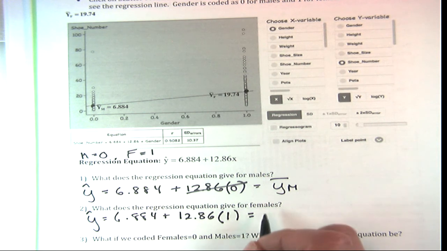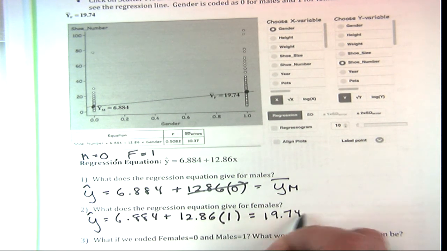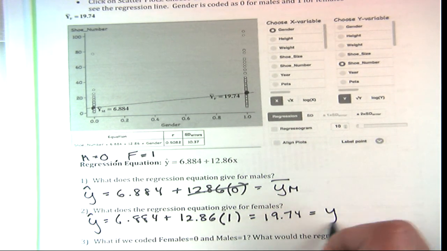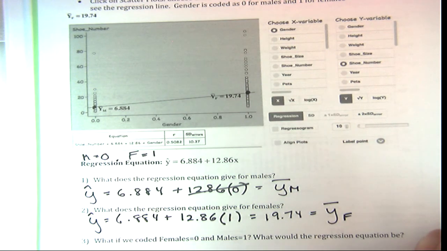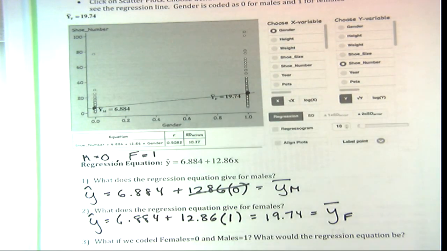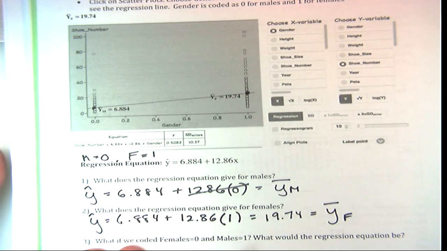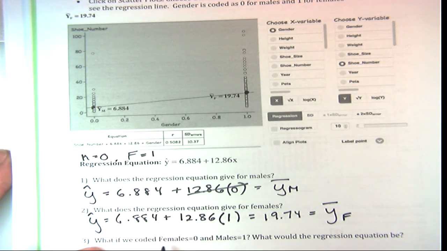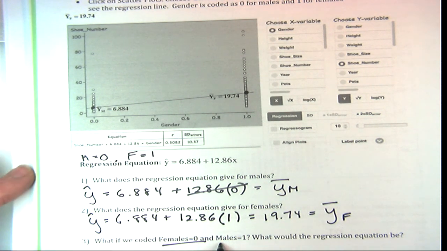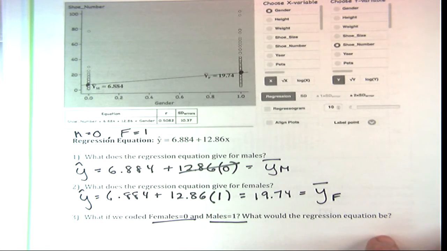So here we get 19.74, which is the average for females. So let's put that right there. Okay. So now I said, what if we coded females as 0? What if we switched it? What would the regression equation be?